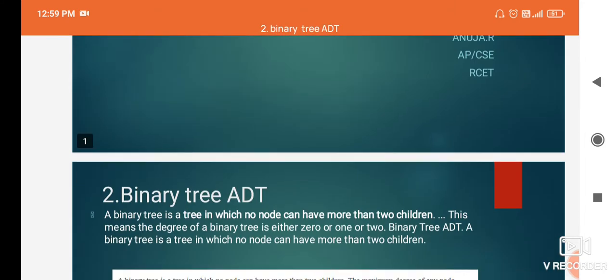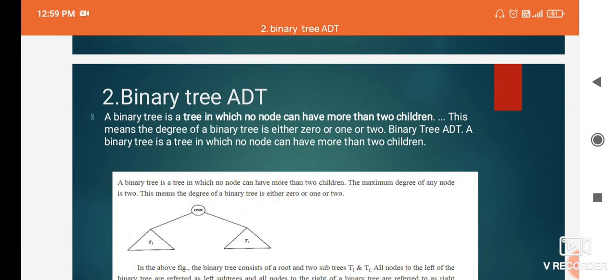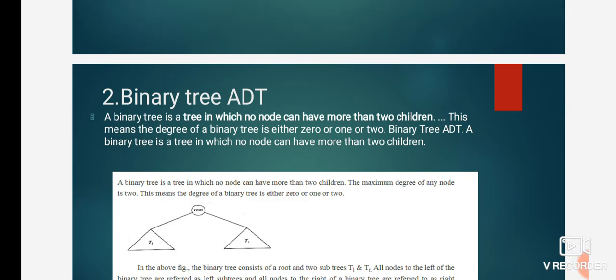Binary tree ADT. The definition of binary tree ADT: a binary tree is a tree in which no node can have more than 2 children. This means the degree of a binary tree is either 0 or 1 or 2, right? A tree in which no node can have more than 2 children.